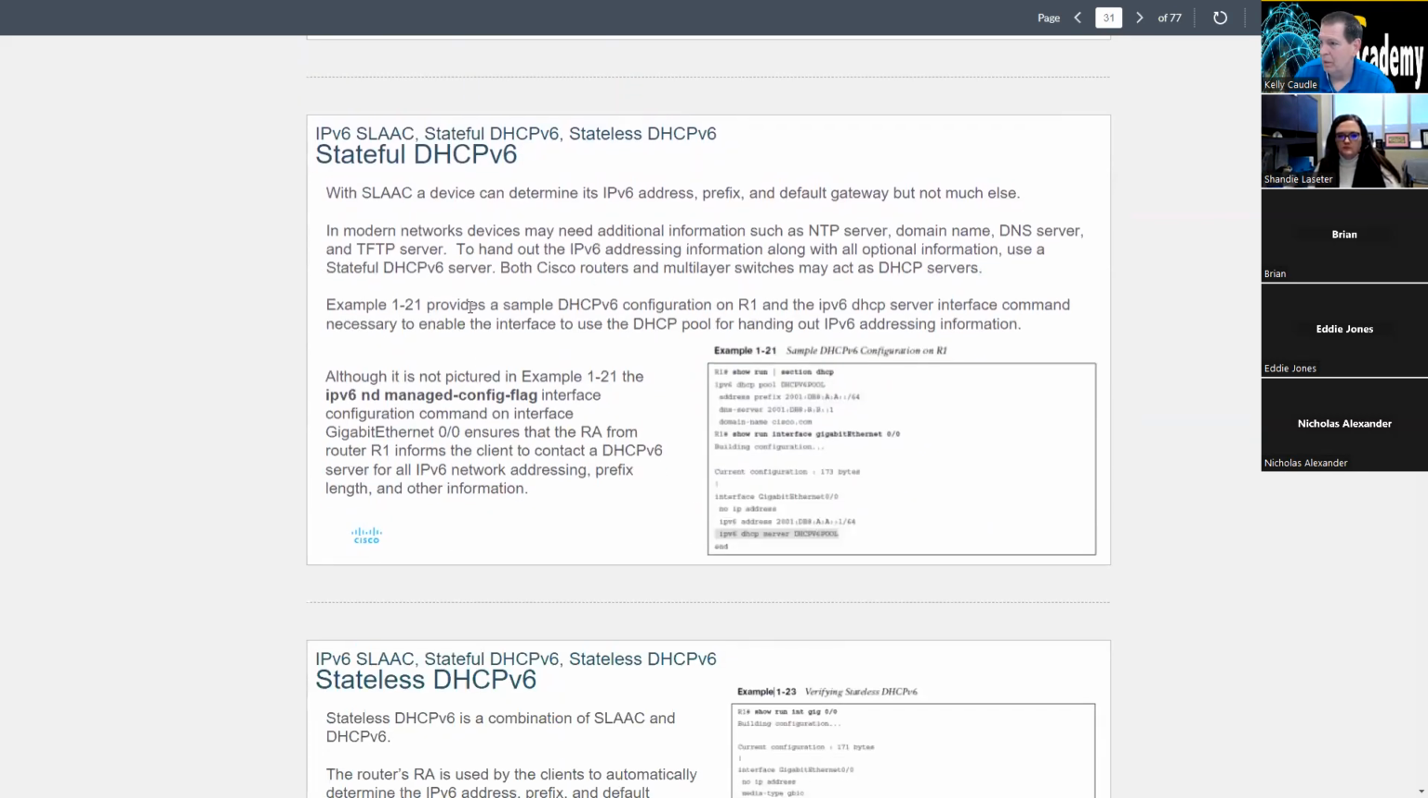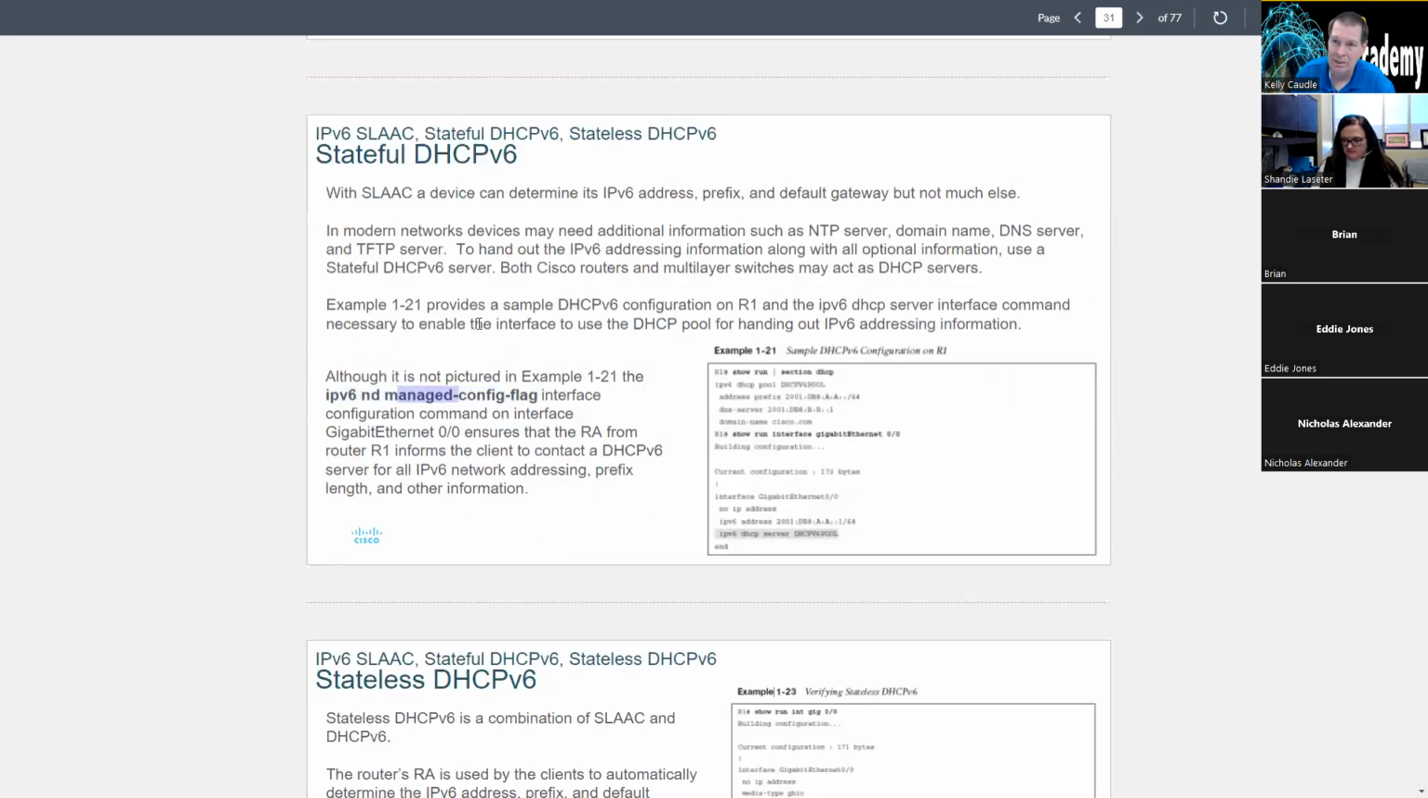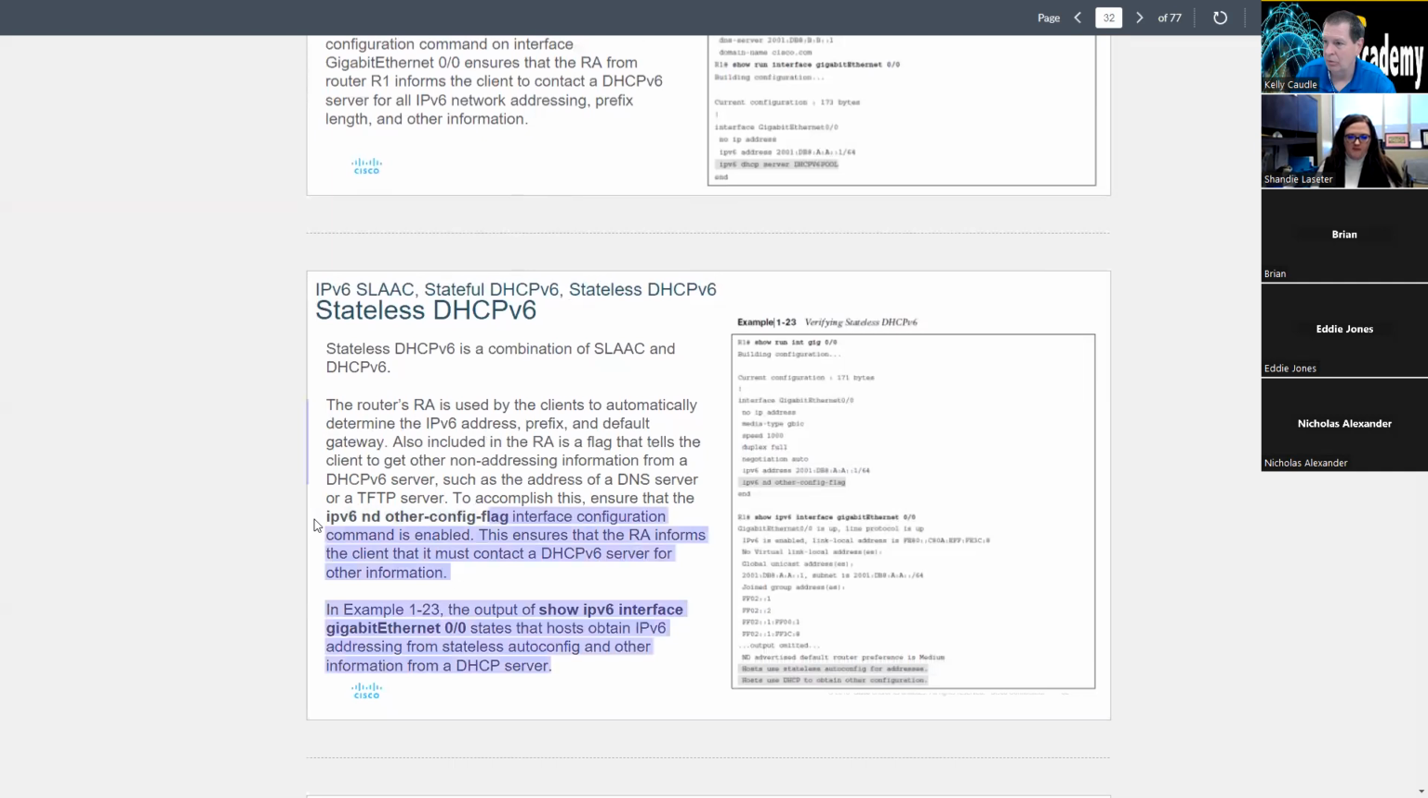Stateful DHCP, this is where you've created a pool, and you'll see that we put on the interface that the router discovery comes in, the command ipv6 nd managed-config-flag, and that will tell it to go find a DHCP server, and you actually will tell it what the server is, what the pool is, and it will go and find that. The other thing, if you want it to do stateless DHCP, the only thing you change here is you put the ND other flag instead of managed. So if you do nothing, you get SLAAC. If you put other, it's stateless. If you do managed, it's stateful. So here's the flag for ND other for stateless.